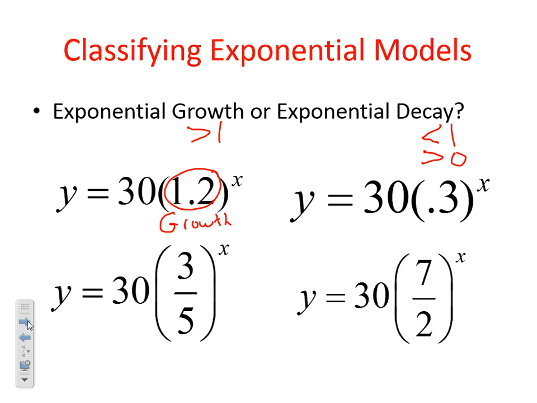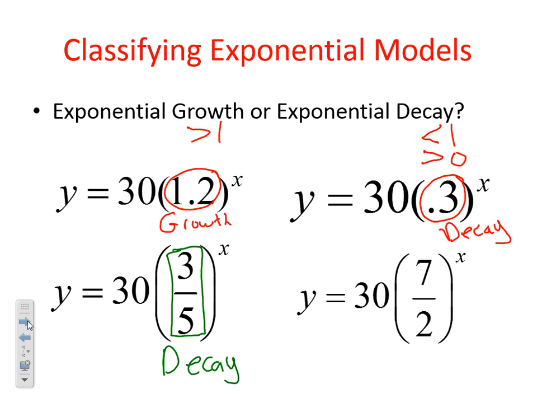We look at here 0.3 on this one. We only look at what's being taken to a power. So the 0.3 is less than 1 but greater than 0, so it's a decay. If we look here, 3/5 is less than 1, so this is also a decay. And our last one here. Now this is still a fraction, but if we look at this, 7 divided by 2 is 3.5. And 3.5 is greater than 1, so it's a growth.